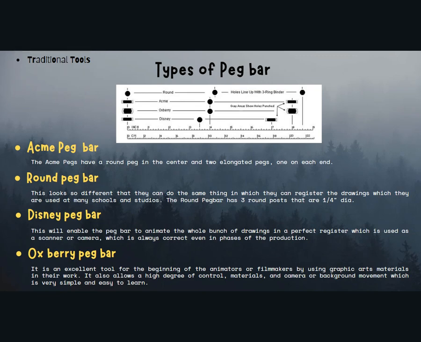The Disney peg bar will enable you to animate the whole bunch of drawings in perfect register, which is used with a scanner or camera, which is always correct even in pieces of production. The last type is the Oxberry peg bar. It is an excellent tool for the beginning animator or filmmaker using graphic arts materials in their work.